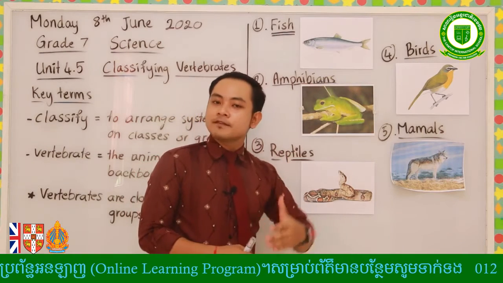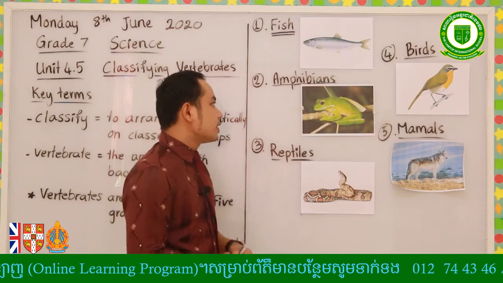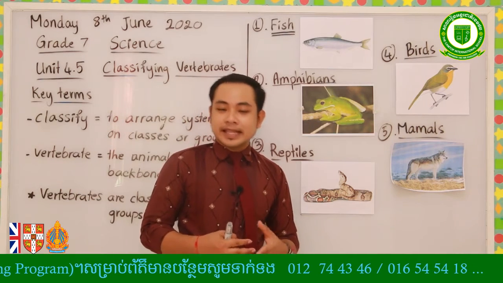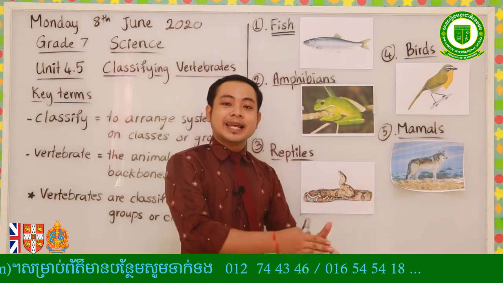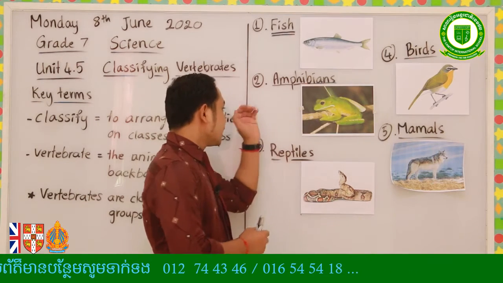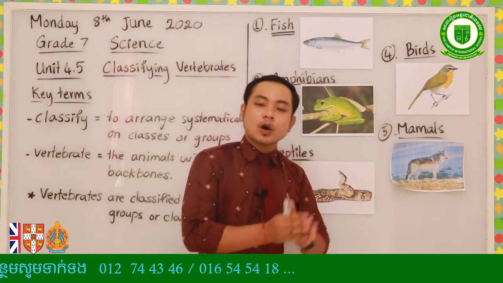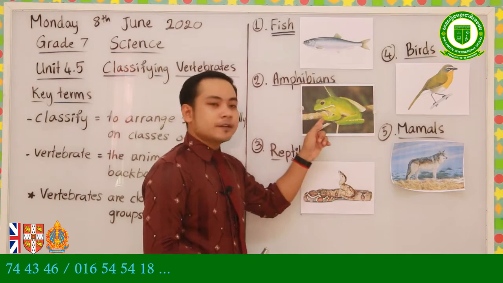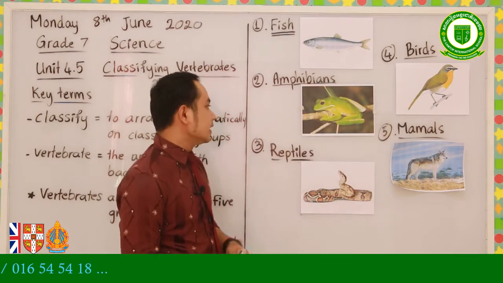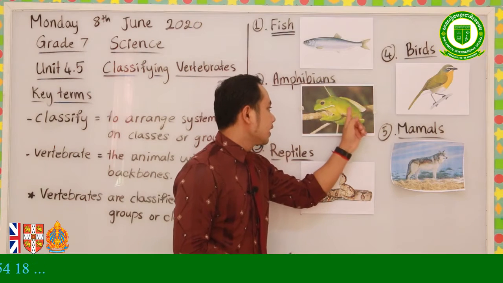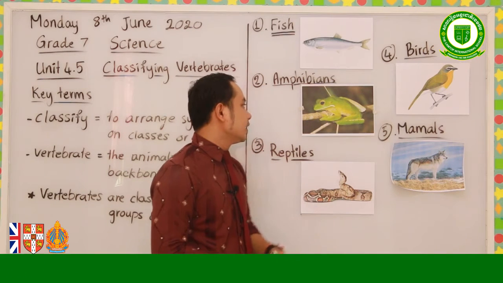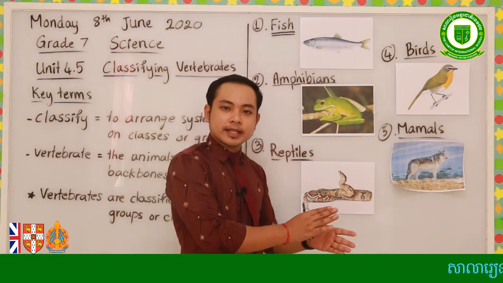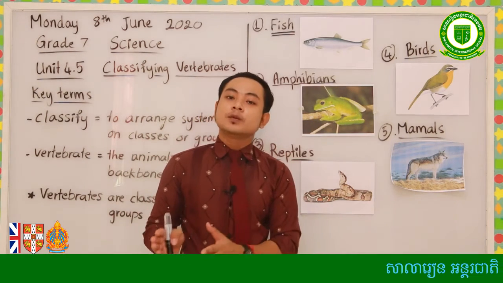Amphibians. So what is an amphibian? Amphibians refer to the animals that have the backbone as well, and they can live both on land and in water. These animals can live both on land and in the water. Look at this tree frog. This is a tree frog. Actually, it has the backbone, right? It sometimes lives on the land and sometimes lives in the water.